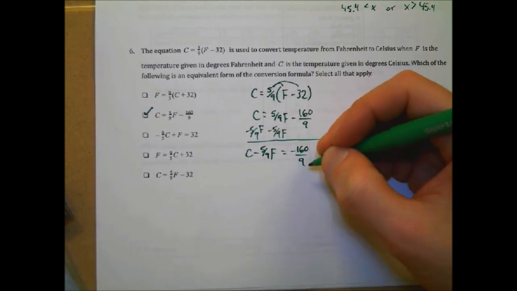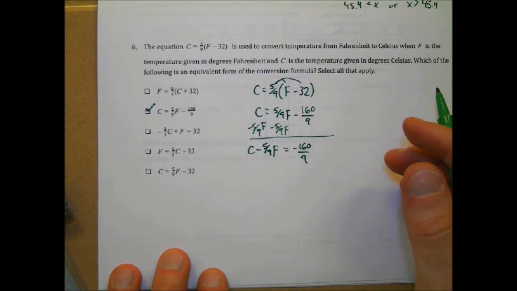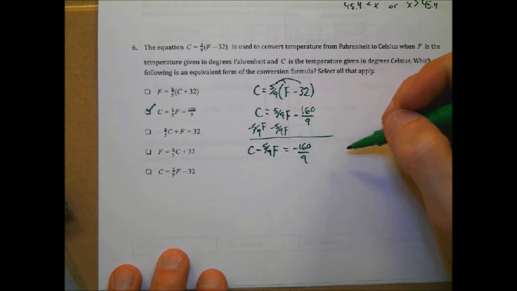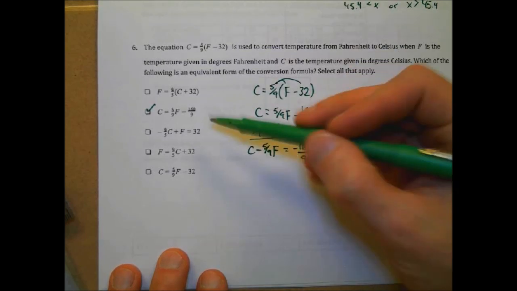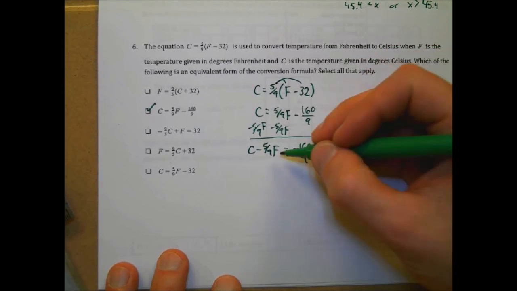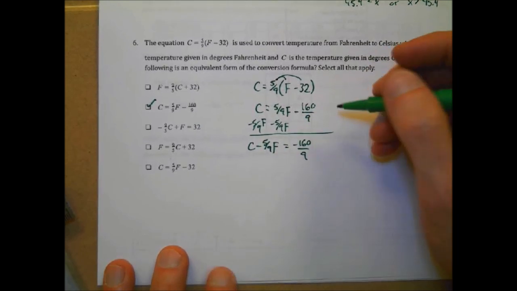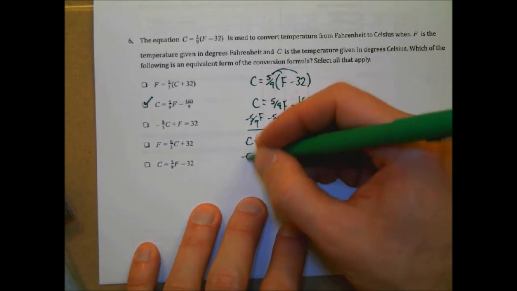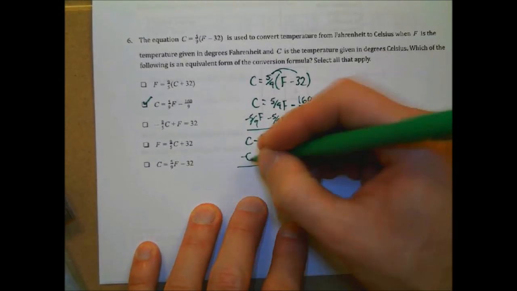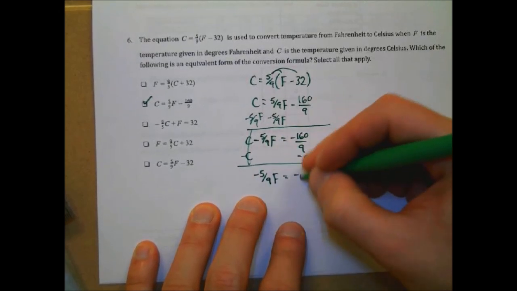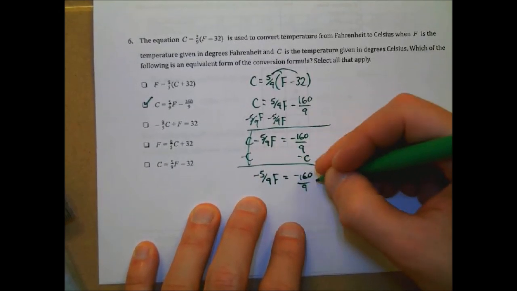Okay. So after doing that, we now have C minus 5/9 F equals negative 160 over 9. And if I look over here, I don't see anything that looks like that one. Okay. How can we go about here, Simon, continuing to get that F by itself? So what else can we do here? Subtract C from both sides. Okay. Negative 5 over 9 F equals negative 160 over 9 minus capital C.